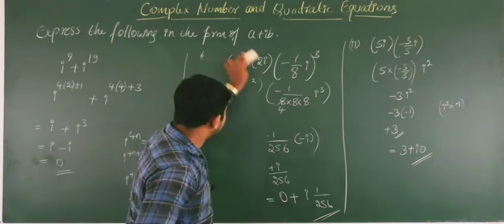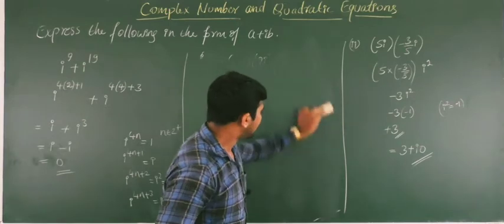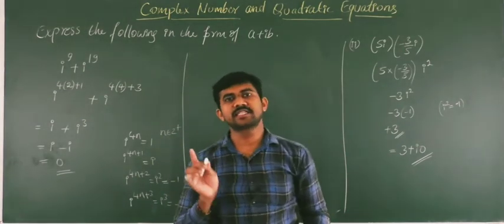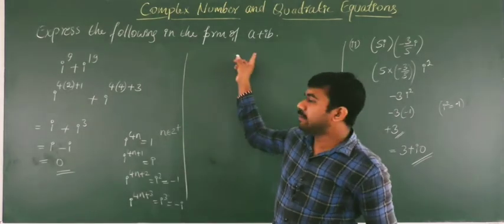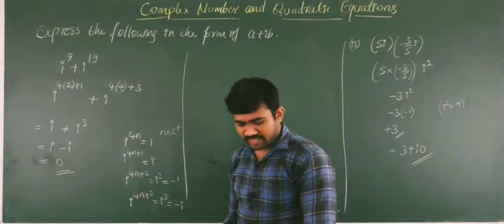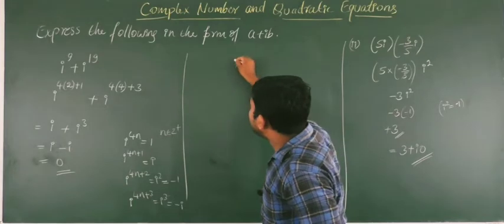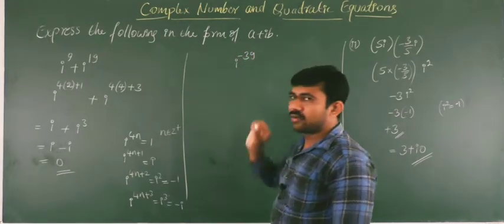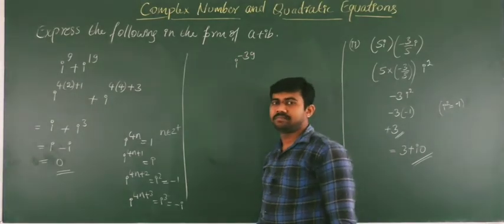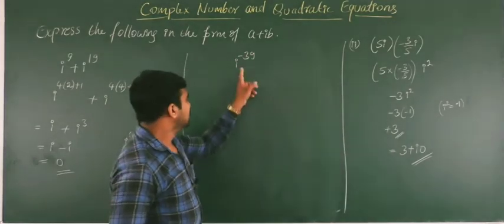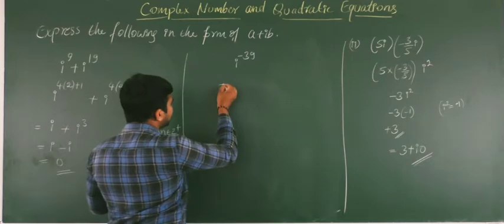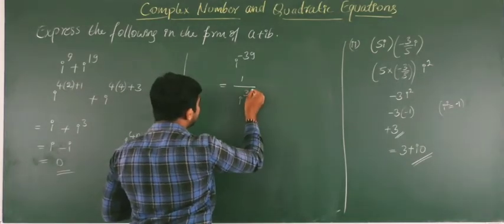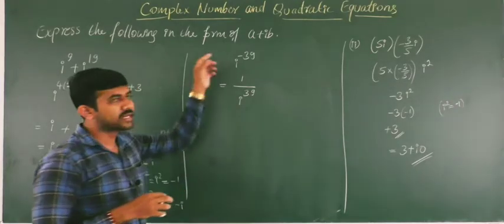Okay, similarly we'll see the next problem, under which we express the complex number in the form of a plus ib. The next question we have is i to the power minus 39. What is i to the power minus 39? In this problem, first write this in the form 1 divided by i to the power 39. We can write the reciprocal because the power is negative.